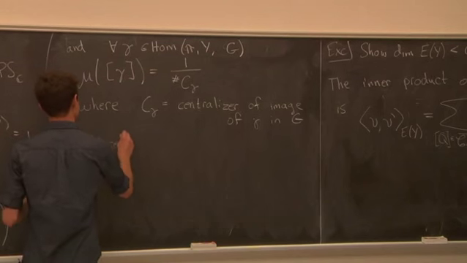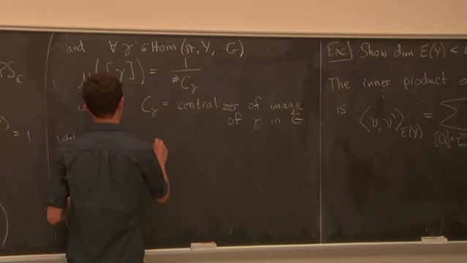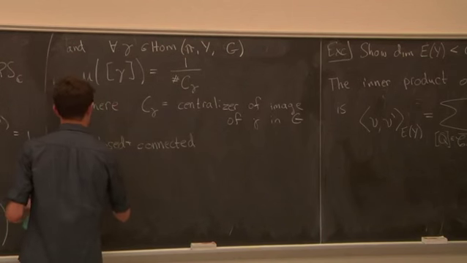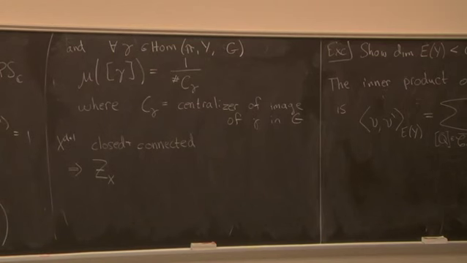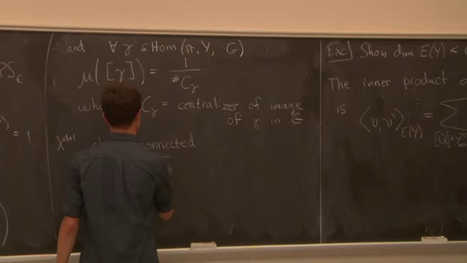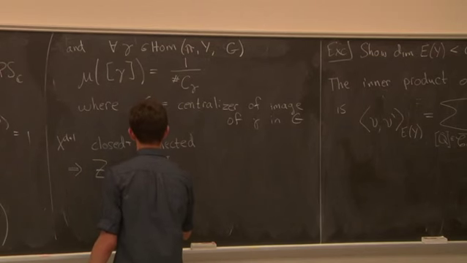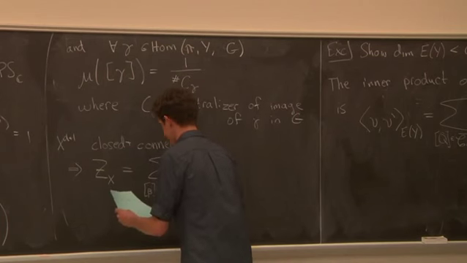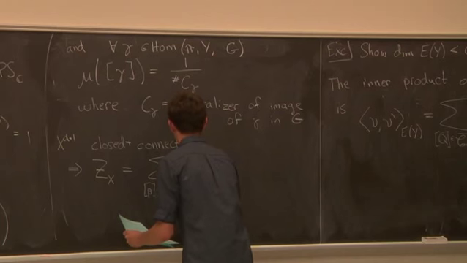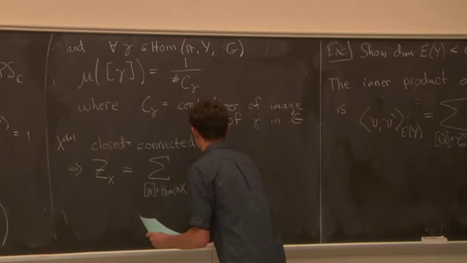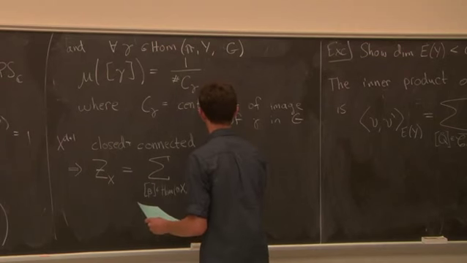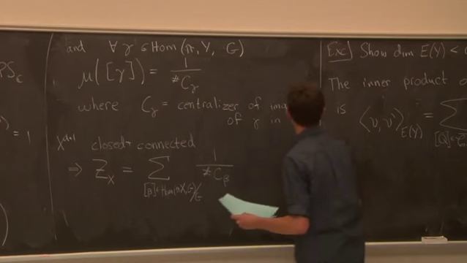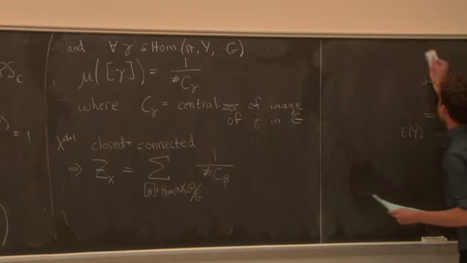And if I've got a closed and connected D+1 manifold, the vector I associate to it should be some complex number. Work through the definitions, and you get that it's the sum over bundles, which we can think of as equivalence classes of these homomorphisms. The measure scales everything by 1 over the number of elements in the centralizer of the image.